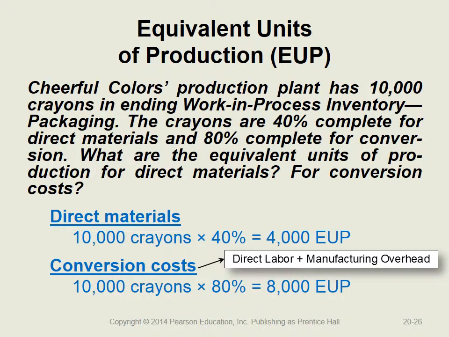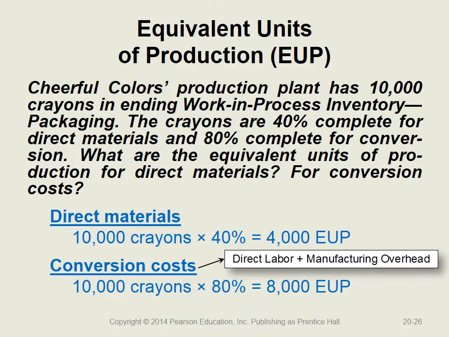The same procedure is used to calculate the equivalent units of production for conversion costs. We multiply 10,000 crayons by the percentage complete for conversion costs, 80%, for 8,000 equivalent units of production. Conversion is direct labor and manufacturing overhead. Many manufacturing companies that use process costing are highly automated, so direct labor is a small part of total manufacturing cost. This is why, to simplify accounting, direct labor is often combined with manufacturing overhead and called conversion costs. This term is used because it is the cost to convert raw materials into finished goods.